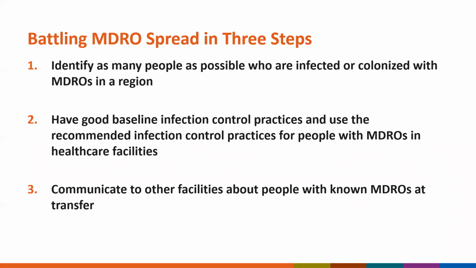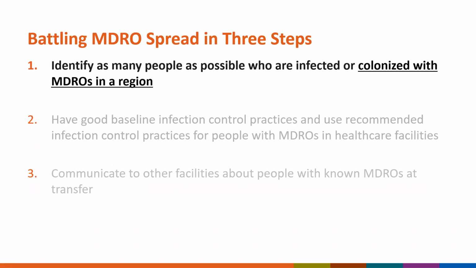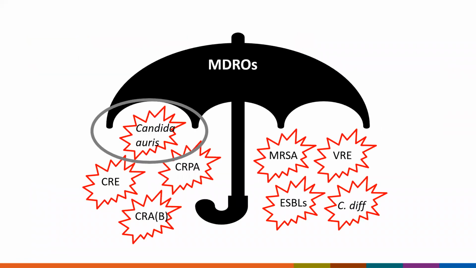So, as you may remember from the first webinar, we discussed battling the spread of MDROs in 3 steps. 1, identifying as many people as possible who are infected or colonized with the MDRO. 2, having good baseline infection control and using the recommended practices for people with MDROs in your facilities. And 3, communicating to other facilities about people with known MDROs at time of transfer. In today's webinar, we will be focused on step 1, and particularly about the identification of those individuals who are colonized with MDROs in your region.